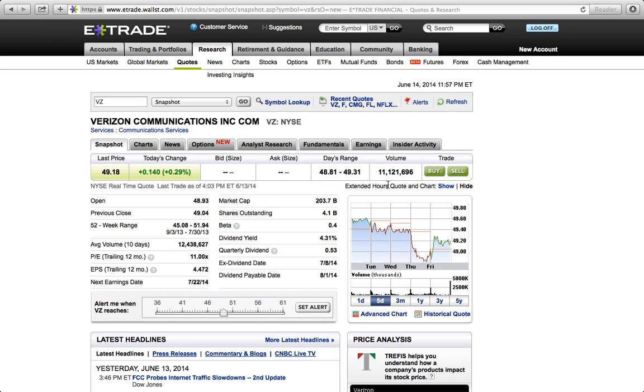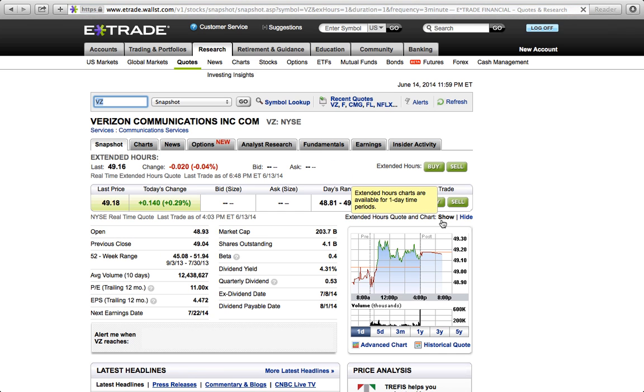So here I have a little thing that says extended hours quote and chart. That's if you have extended hours trading, you can request that through E-Trade, which means you can trade pre-market and after market. So you click the button here and you hit show, right? Because I have it, it's showing me extended hours trading after the market closed. Extended hours is pre-market and after market.